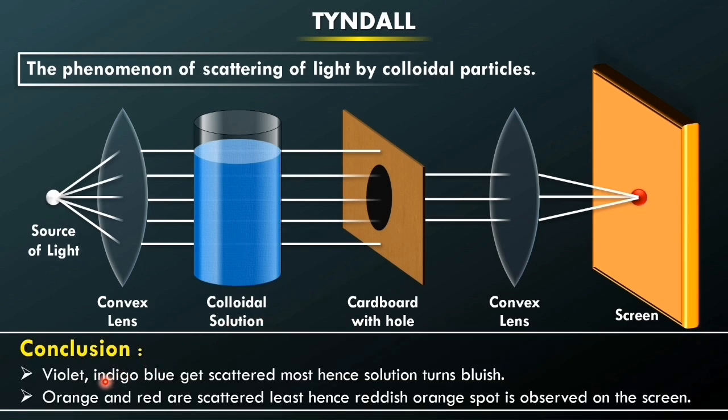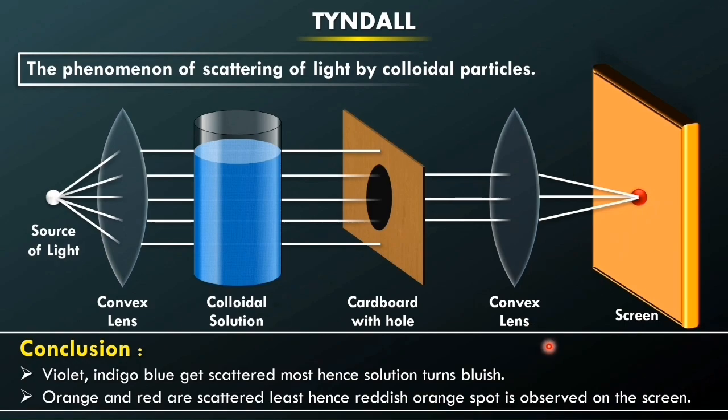So from here we can conclude that violet, indigo, blue get scattered most, hence the solution turns bluish. I hope you all understood. And also we can conclude that orange and red are scattered least, hence a reddish orange spot is observed on the screen.